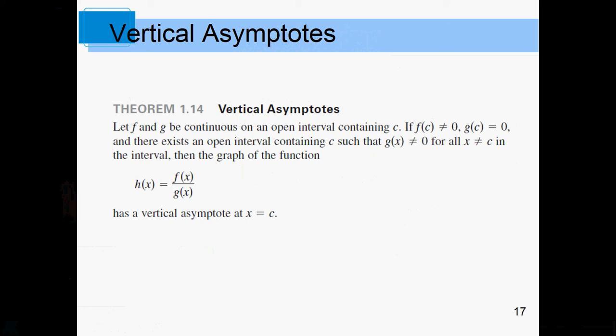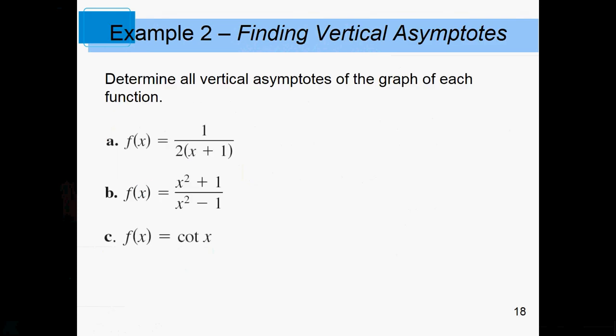All I'm saying is, as long as g is 0 but f is not, then there exists some interval where g is not 0 for all of the x's not equal to c. So it's defined everywhere else, except where g of x is 0, and there's a vertical asymptote wherever that 0 is, whatever x value gives us g of x equals 0. It's basically the exact same thing I've said 14 times already, just more complicated. All right? So where are the vertical asymptotes?